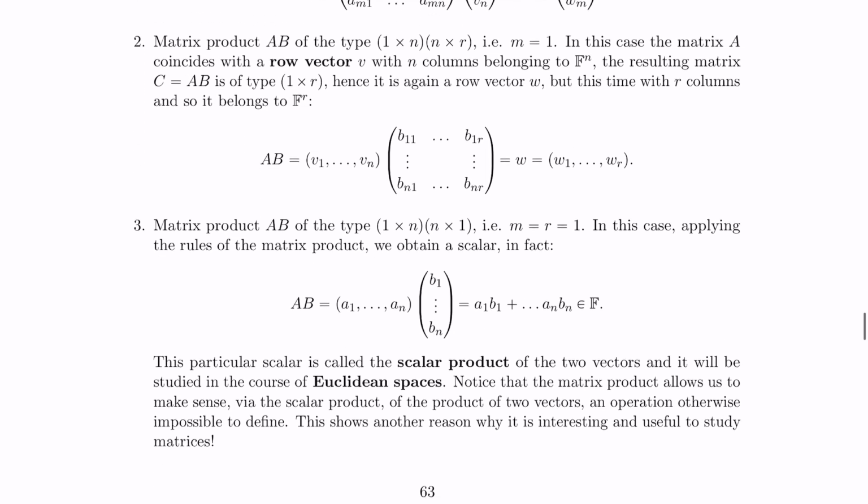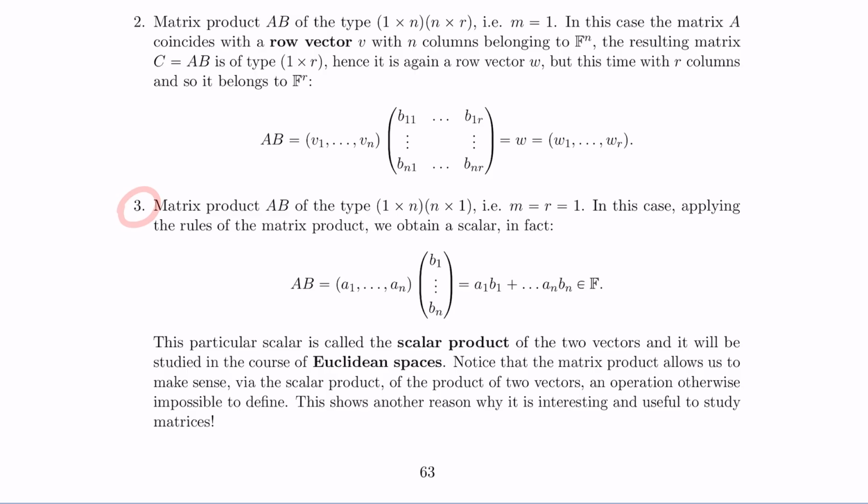Finally, we have the third case in which A is a row vector and B is a column vector, of course with the same dimension. The product matrix A times B in this case will be simply a scalar. For this reason, it is called the scalar product between the row vector and the column vector. In the course of Euclidean spaces, you will study in detail the concept of scalar product, and you will see the huge consequences that this operation has in mathematics and its applications.